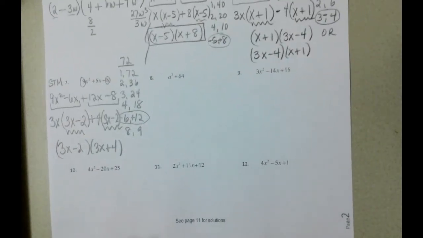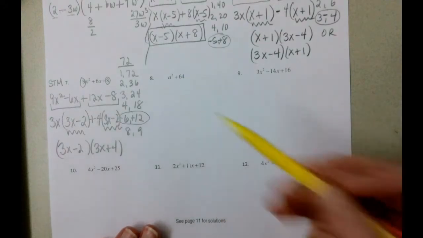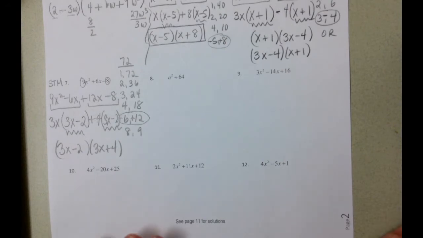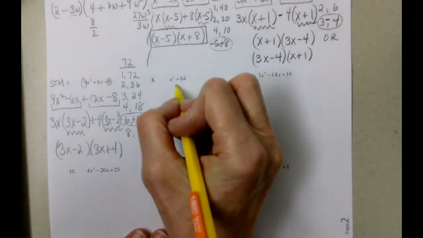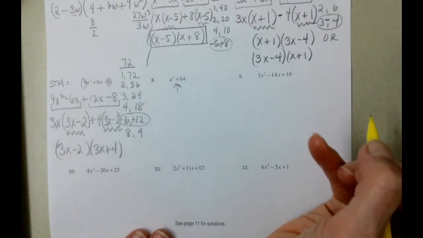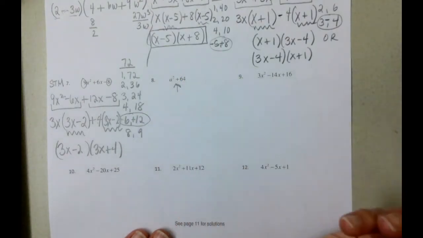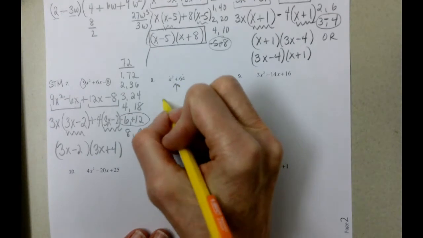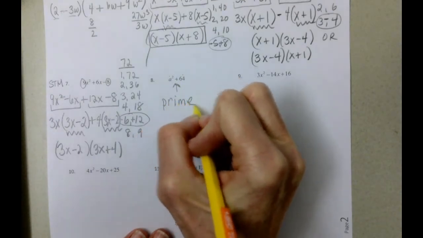When we look at problem number 8, we haven't seen any of these, but when I look at this, a squared plus 64, I want to say, oh, it's a difference of squares. But remember, difference of squares means that there's a minus sign where the plus sign is right there. So there's only 2 terms, and we cannot factor that because that is not a minus, so this one happens to be prime.